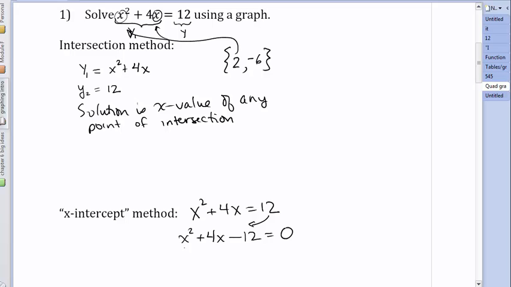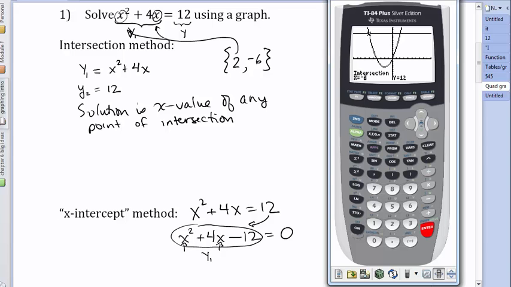And then what I'm looking for is what x values do I plug in here to make the value of this whole expression 0? Well, x values that you plug in to give you an output of 0, those are exactly on a graph points on the x-axis. Every point on the x-axis has an output of 0. So if I wanted to use the x-intercept method of solving this, I would put this in for y1 and just look for x-intercepts. So let me go back to my calculator.